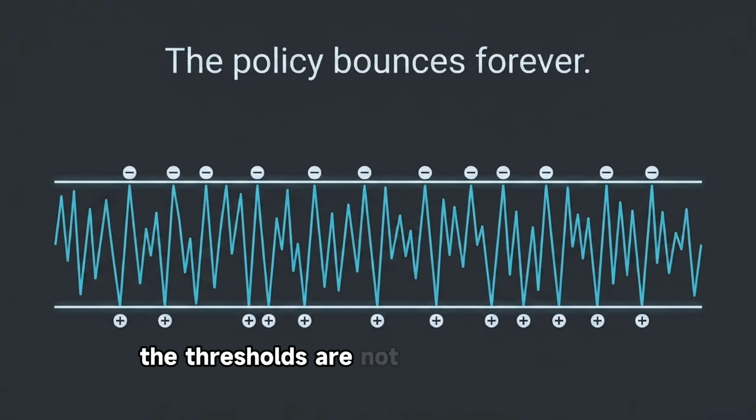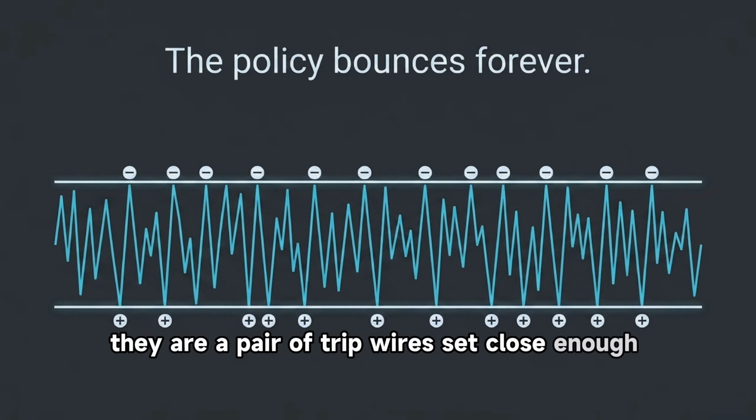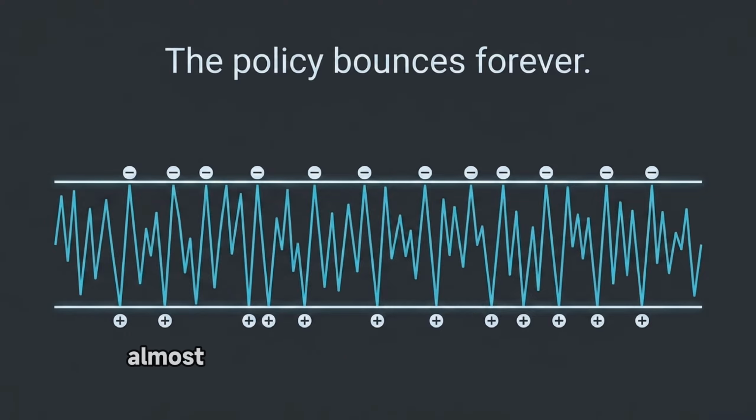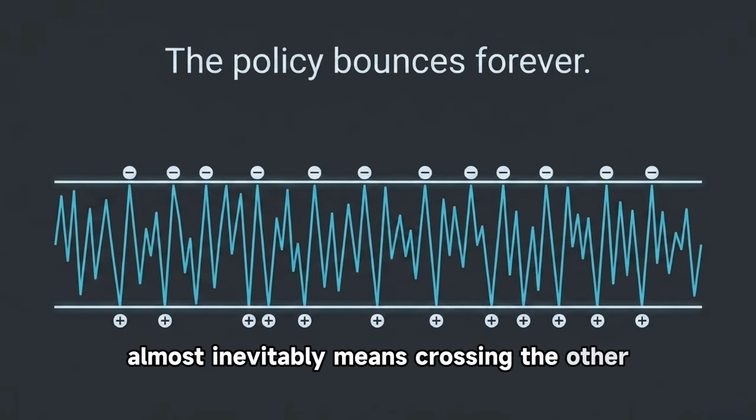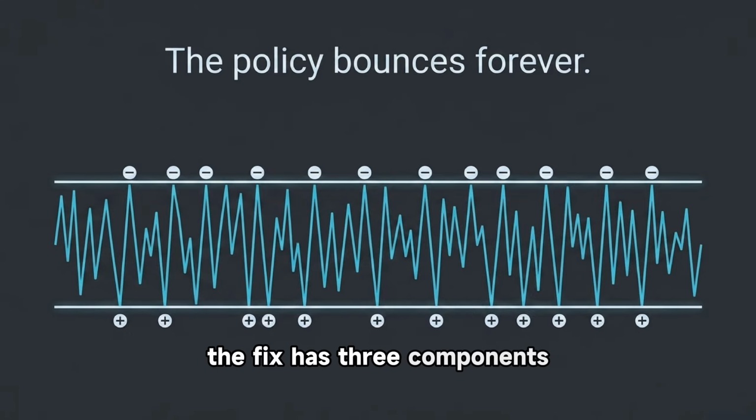The thresholds are not a band of stability. They are a pair of tripwires set close enough together that crossing one almost inevitably means crossing the other. The fix has 3 components, and all 3 contribute to a stable policy.